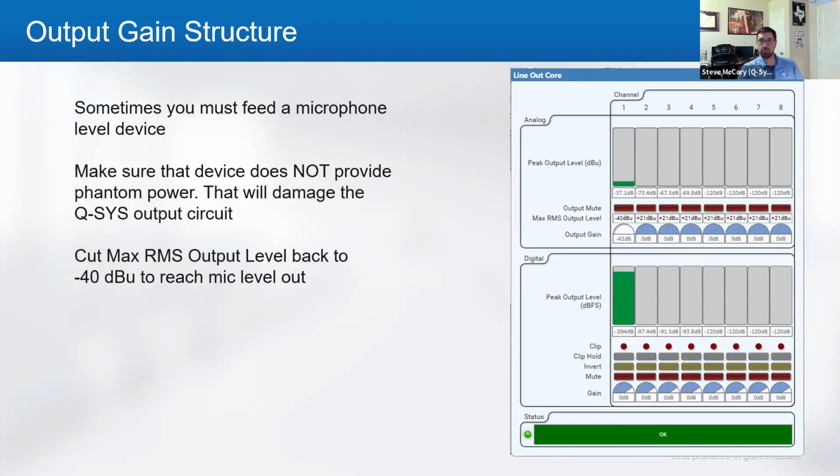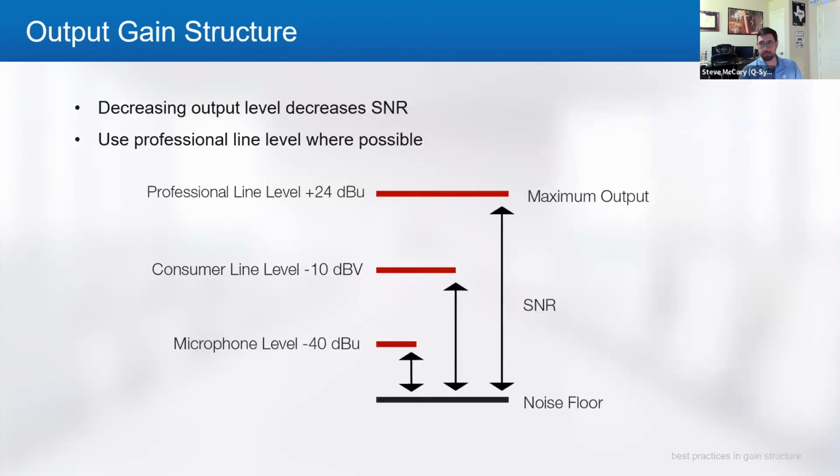Okay, sometimes you have to feed a microphone level device. The first thing you want to do is make sure that device is not putting out phantom power, because the output circuitry is not designed for that. And then in this case, you want to cut your max RMS output level to -40. So you can see that our output gain is turned all the way down to -61. At this point, you should be getting an actual analog output that is roughly mic level. You may have to play with that just because mic levels are not standardized.